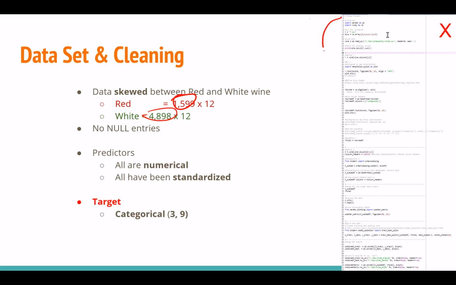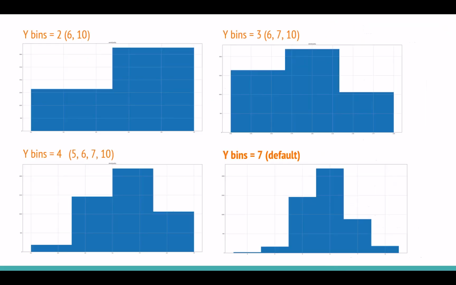Here's just a preview of what that Python code would have looked like if we dug into that. The predictors are all numerical, and later on I standardize them after doing the train test split. You want to make sure that you do that. Standardize after you do the split, not before. And so then the actual categorical features, they range from 3 to 9. So let's take a look at that.